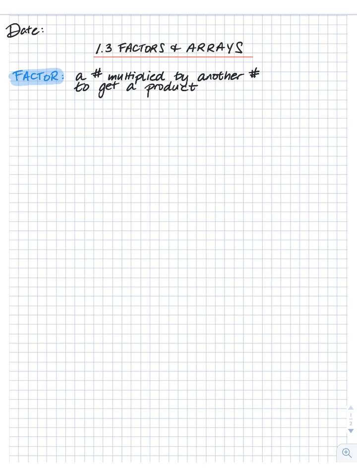Okay, factor again is a number multiplied by another number to get a product. So for example, if we think about the factors of 24, two factors of 24 are 6 and 4, which will give you the product of 24. So just circle these two here. 6 and 4 are factors of 24, and just a reminder that 24 is the product because it's the answer to a multiplication question.